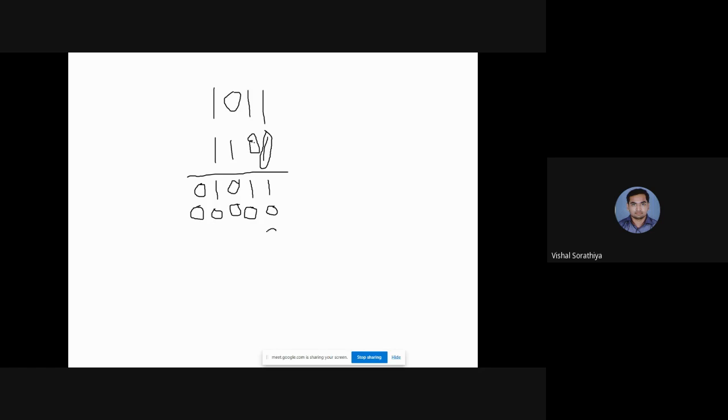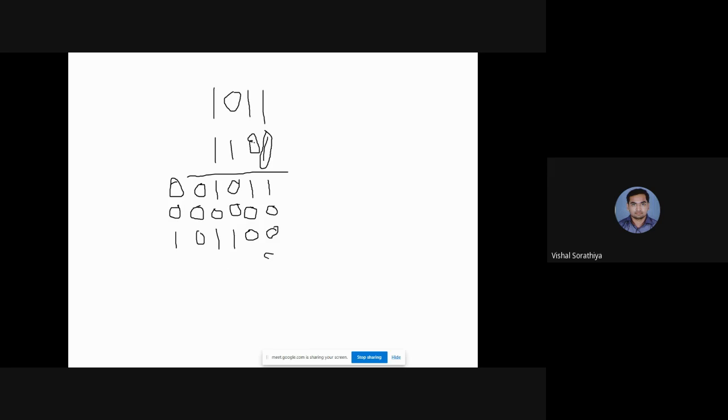Now you need to shift 2 times. 1, 2 times. And you need to multiply this 1 with the rest of the ones. So the answer will be 1, 1, 0, 1. Is it true? Likewise, you also need to put an extra two 0s over here. Then what you need to do?